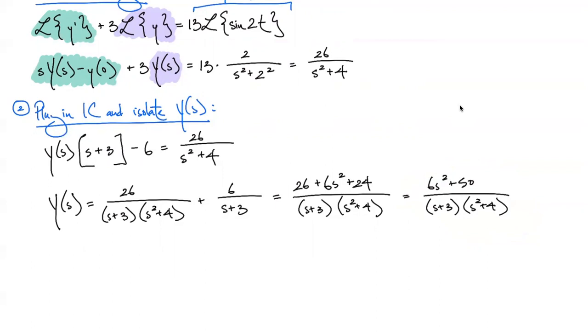Good question. So over here, this came from 6 times s squared plus 4. Yeah, so when we distribute, we'll end up with that 6s squared plus 6 times 4, which gives us 24.